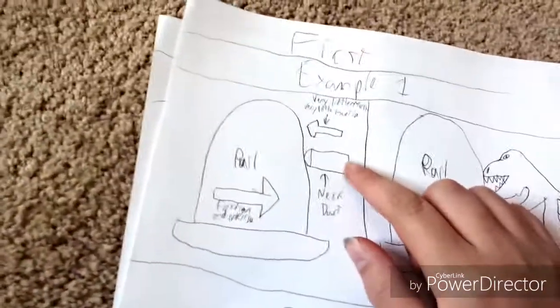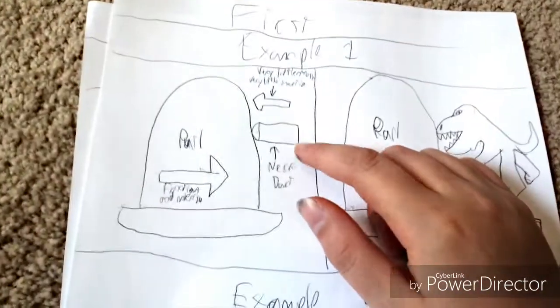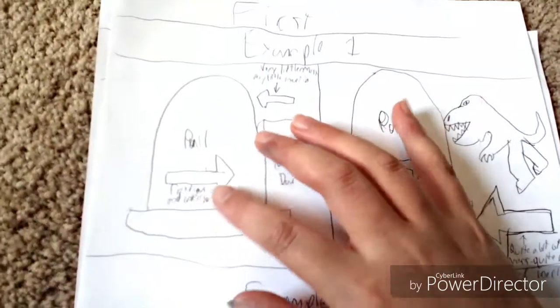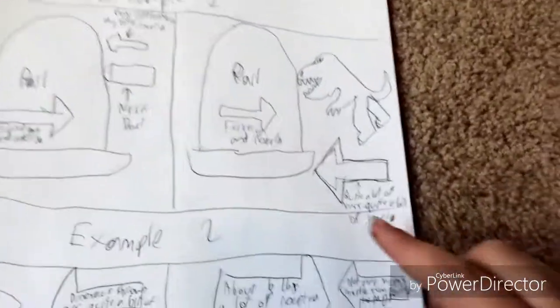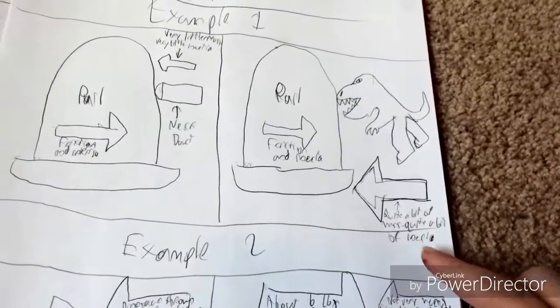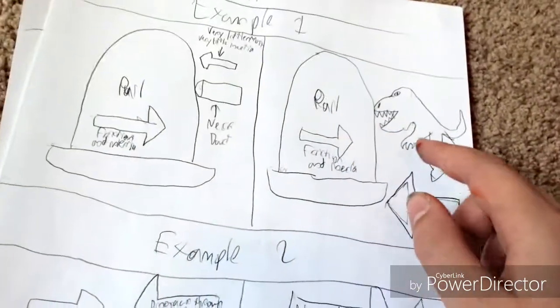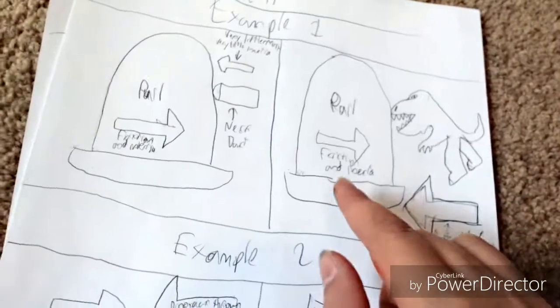So this Nerf dart has very little mass, very little inertia. And then this pail has friction and inertia, so it couldn't push it very much. But this dinosaur has a lot of mass, quite a bit of inertia compared to the pail, so it pushed against this pail's friction and inertia easily.